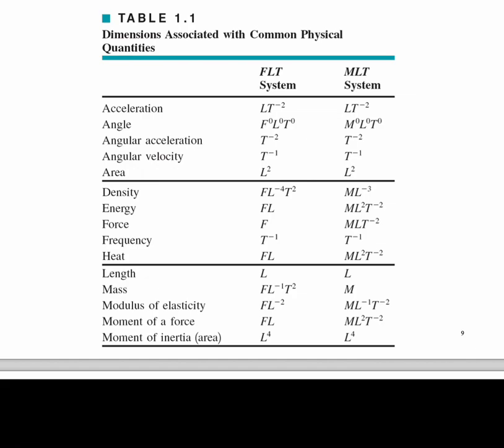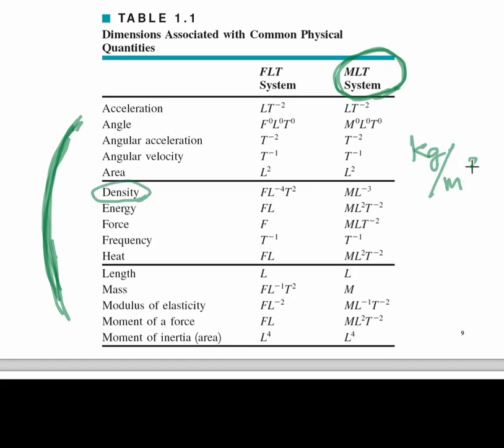We show you a lot of parameters here with their MLT system. I hope you can take note of all these parameters and make sure you can write the MLT system for each parameter listed here. For example, the density here is kilograms per meter cubed, and you can write it as M, L to the power -3.